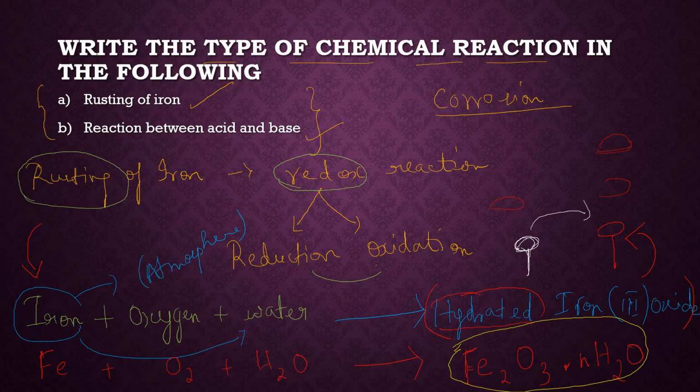Now, as far as the first subdivision is concerned, we have learned how to write the answer. Now let us move on to the second subdivision: reaction between acid and base. So what is the name of the chemical reaction between acid and base?